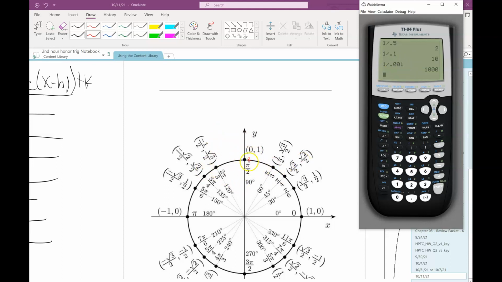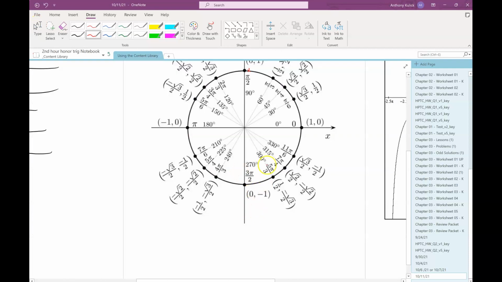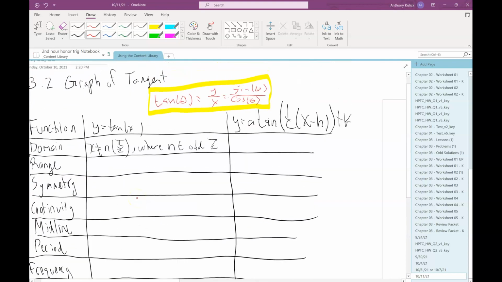So the closer that denominator is getting to 0, the bigger that fraction is going to be. So as we're getting closer and closer to pi over 2, my y-coordinate is going to positive infinity. Likewise, the closer we get to 3 pi over 2, we're going to be getting closer to -1 over something close to 0. So we're going to negative infinity. So that's going to be my range. So here, my range is all real numbers.